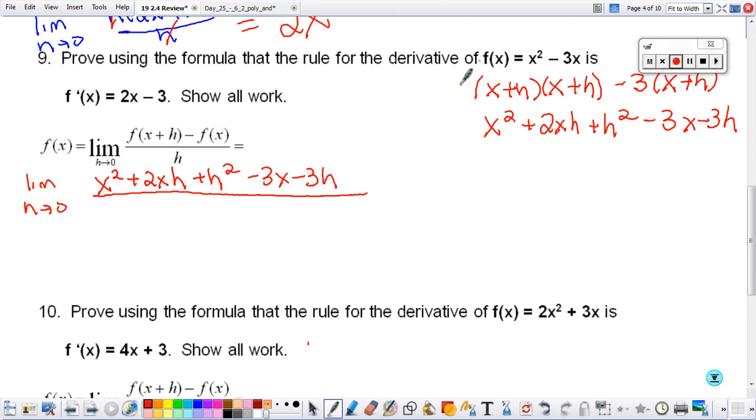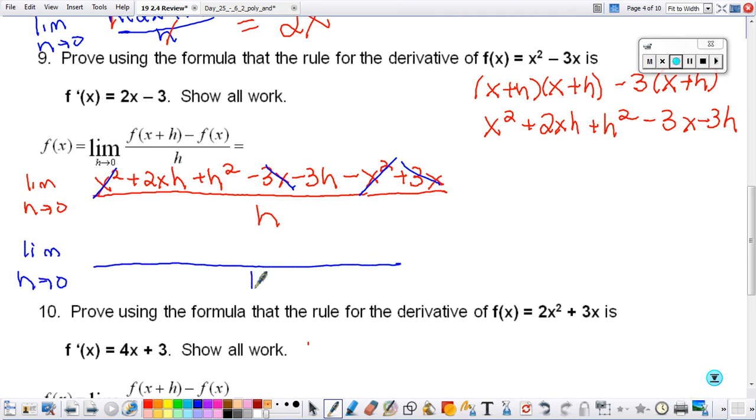And now I'm going to subtract the original, so that's going to be negative x squared plus 3x. I'm going to take this negative and distribute it to both of these terms. Okay. x squared minus x squared, negative 3x plus 3x. So we're left with 2xh plus h squared minus 3h.